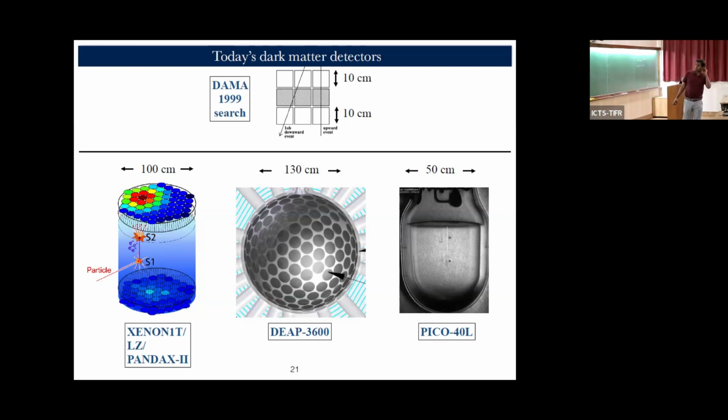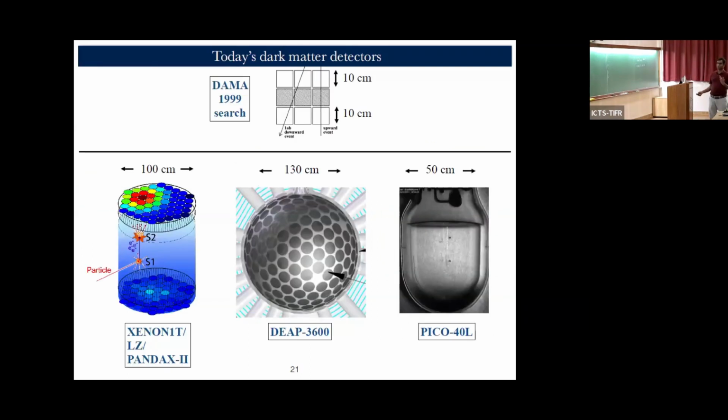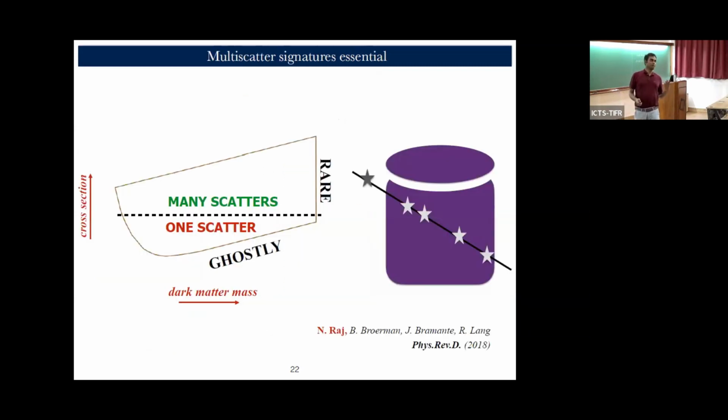So this slide shows you some candidate dark matter experiments that can do this. Using xenon, you have XENON1T, LZ, PandaX. Using argon, we had the recently decommissioned DEAP-3600 experiment, and then you have bubble chamber experiments like the PICO-40L experiment. They all have a linear span of about 100 centimeters. Okay, so the question was, did these experiments already set a limit and they just didn't know about it, right? No, that's not true, because it's not that easy.